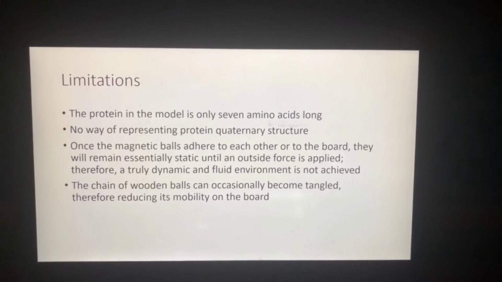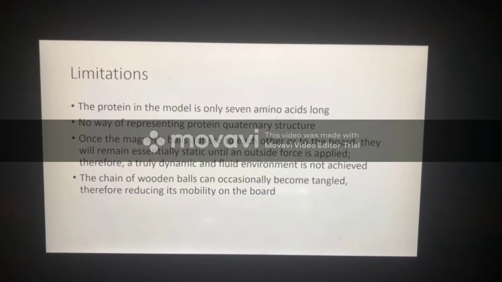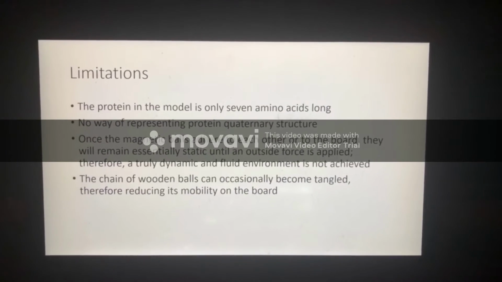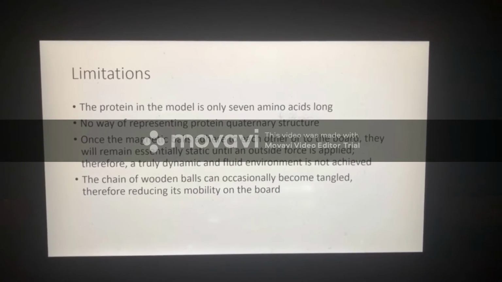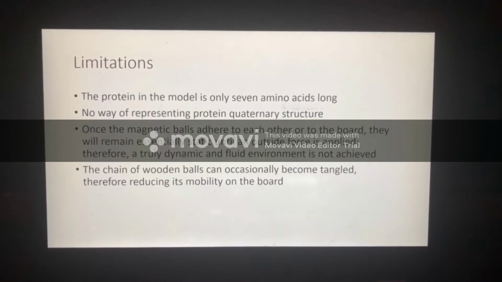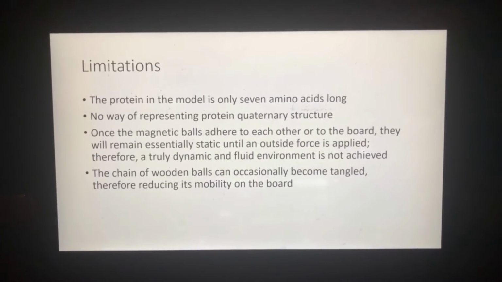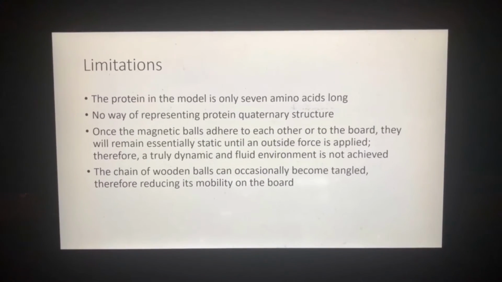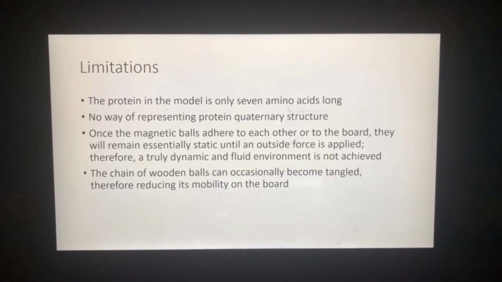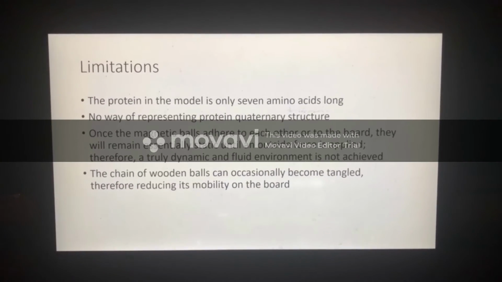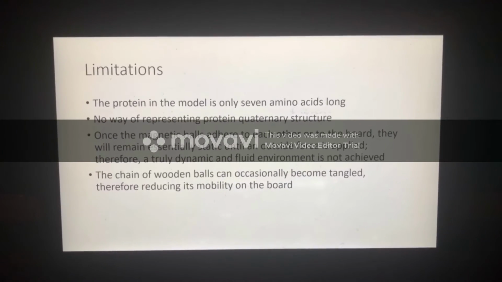Now to address some of the limitations of the model. Every good biochemist knows that most proteins are not 7 amino acids long, as indicated in our model. In actuality, most proteins are several hundred amino acids long, which increases the number of interactions that can form within the cell. Also, there's no way of representing protein quaternary structure. Quaternary structure is when multiple polypeptides interact with each other to form a larger globular protein, such as the case in hemoglobin. In our case, we only have 1 string of amino acids, so there's no way to show that.